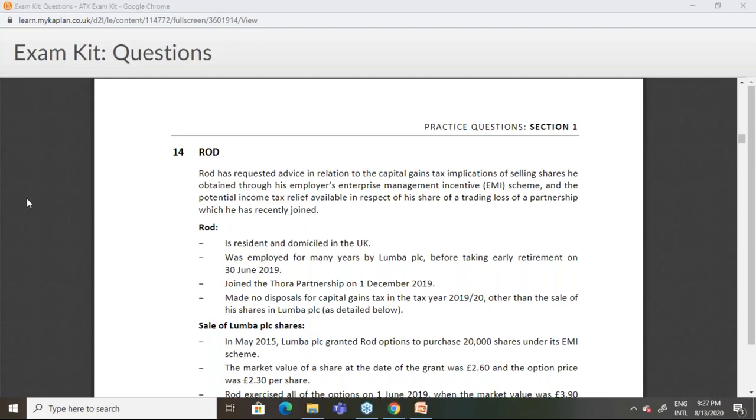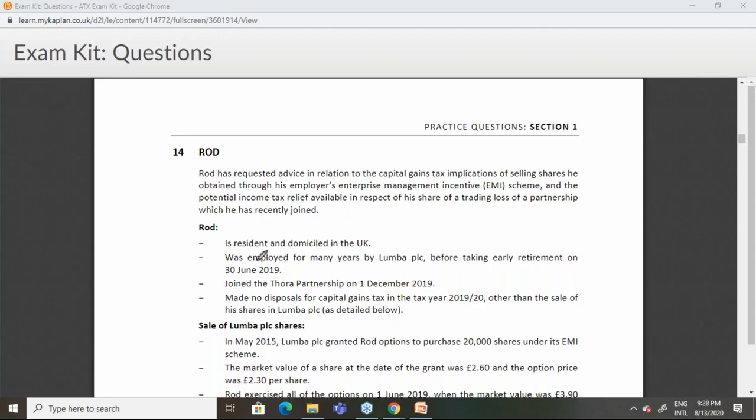It says recently joined. So now that aspect is important. When you're applying the basis of assessment rules, recently joined indicates for him it's a newly started business. So if he has joined for the first time, though the partnership has been running, for Rod, it's a newly started business. He joined for the first time, so then it's a new business for him.